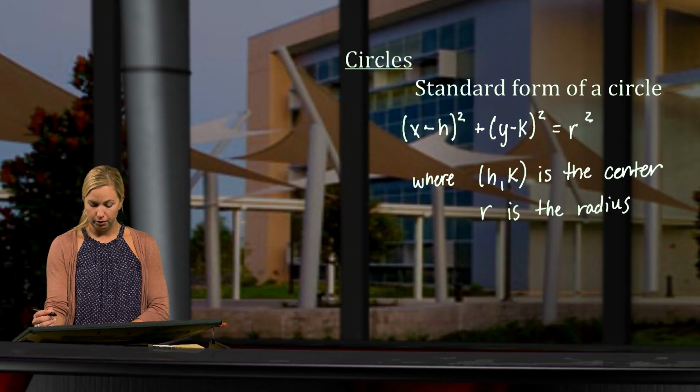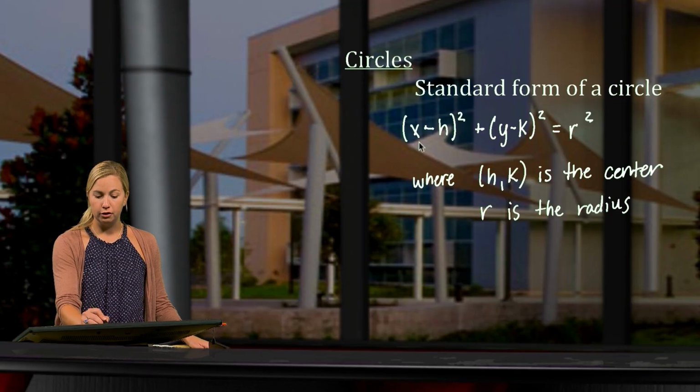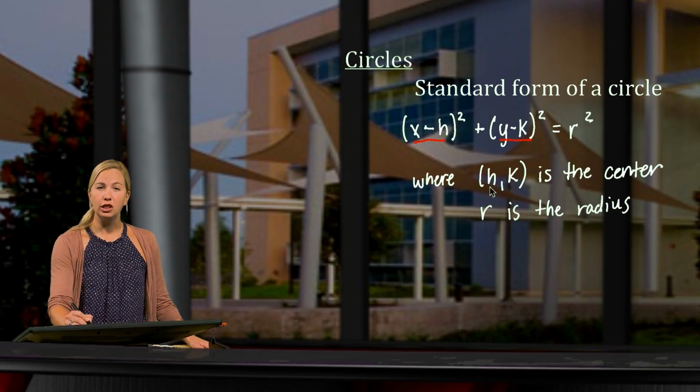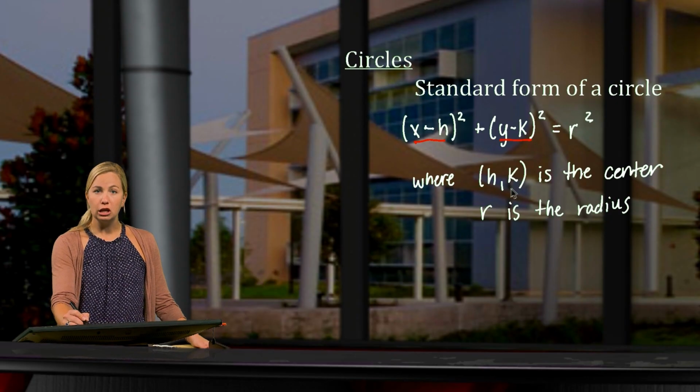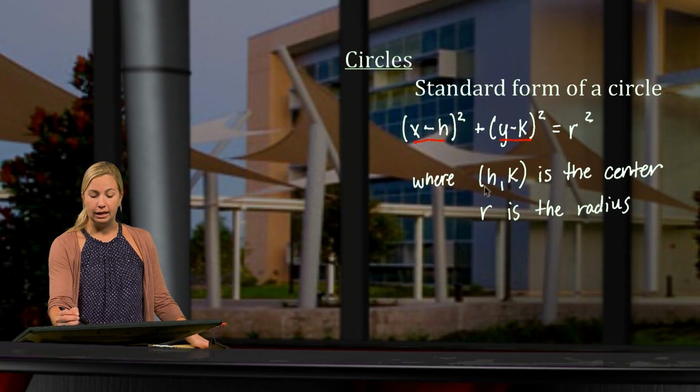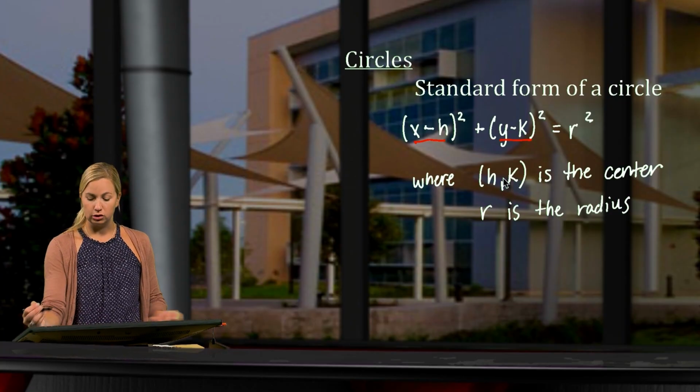I do want to note here that our standard form is x minus h, y minus k, and look at your center. Your center is at positive h, positive k. So we're going to look at how that minus sign changes the values of our center.